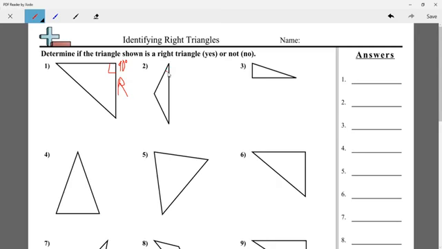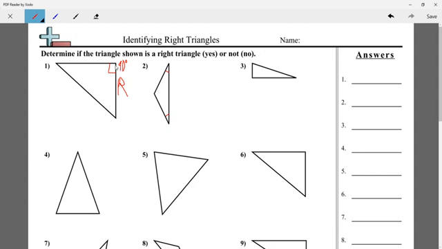Now, we have an acute angle here and an acute angle here. And I know that they're acute because they're under 90. And remember, we can remember acute and obtuse: acute is like a cute little angle. It's smaller than 90. And obtuse is like a tuba, like a big tuba. Obtuse is bigger.